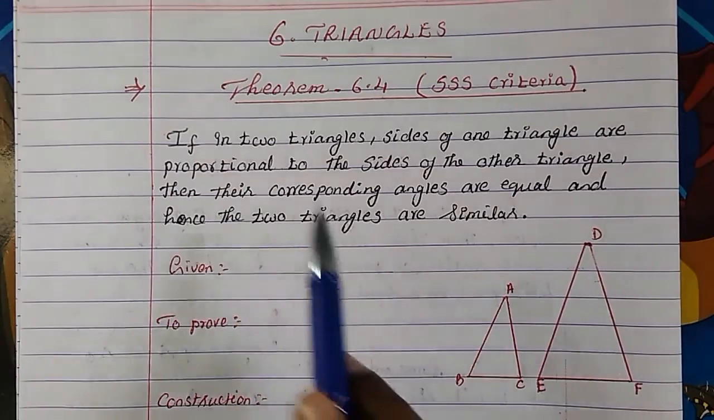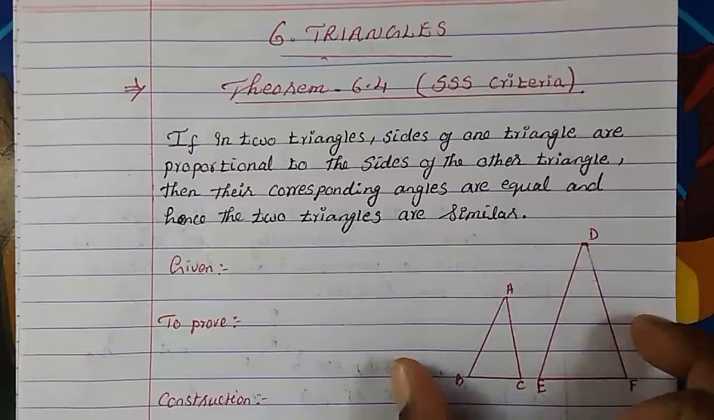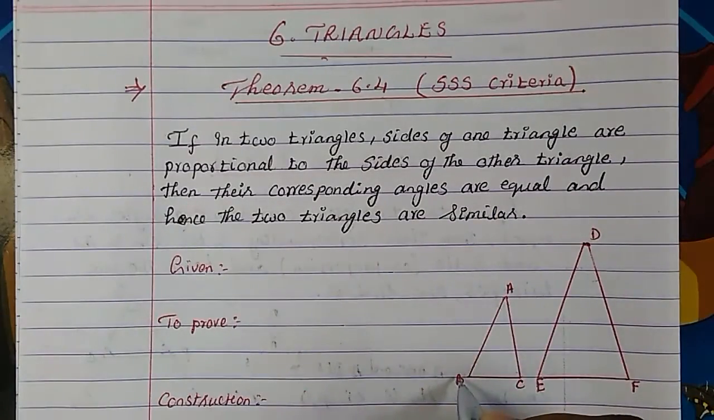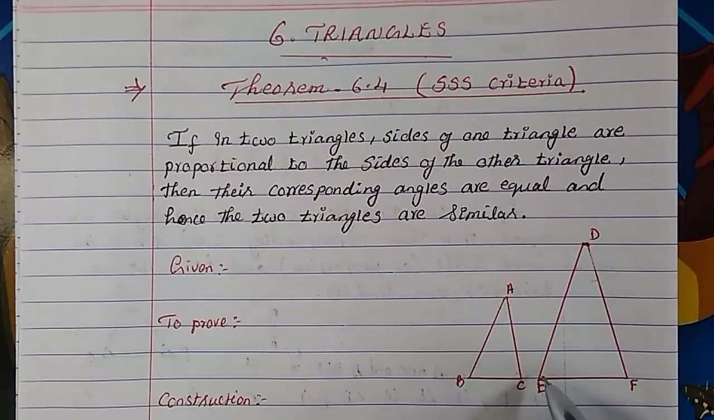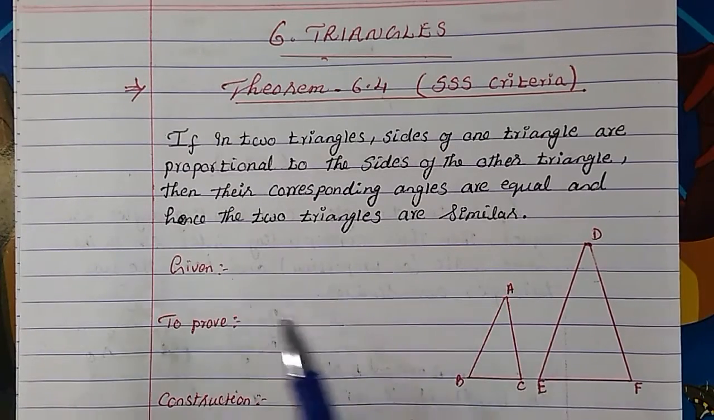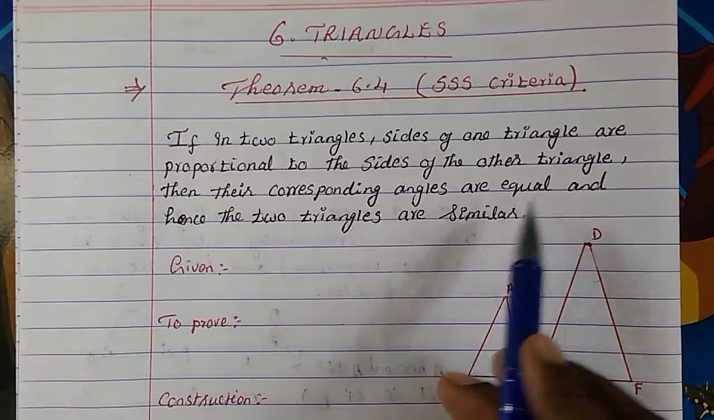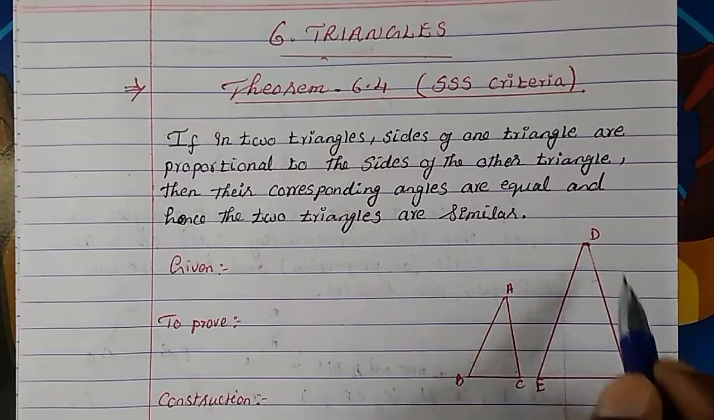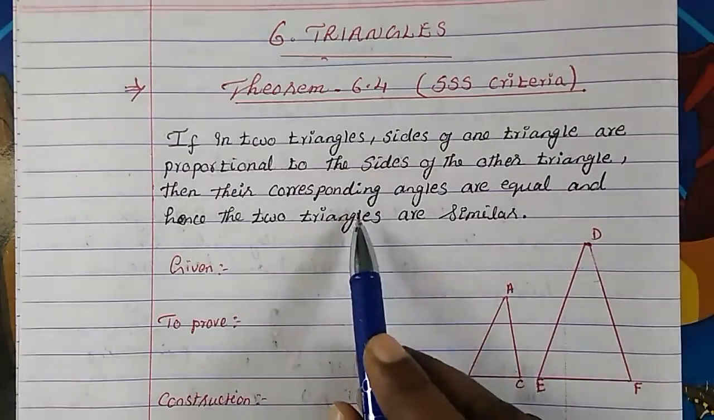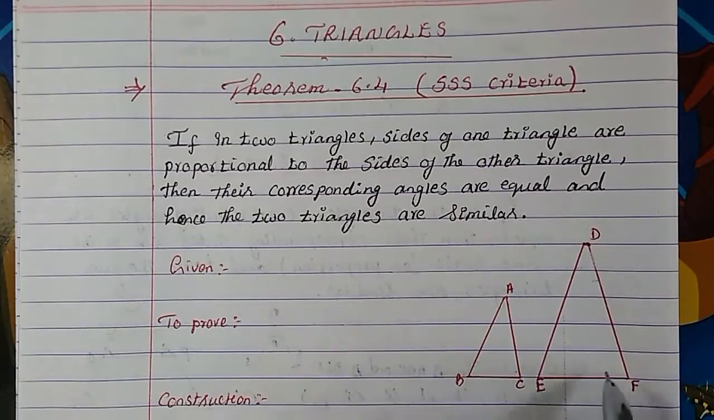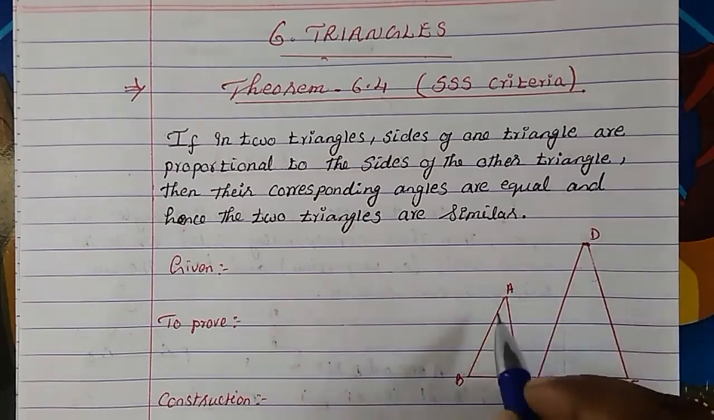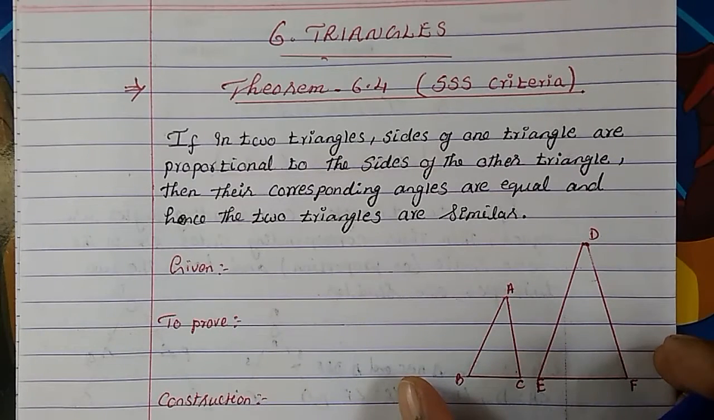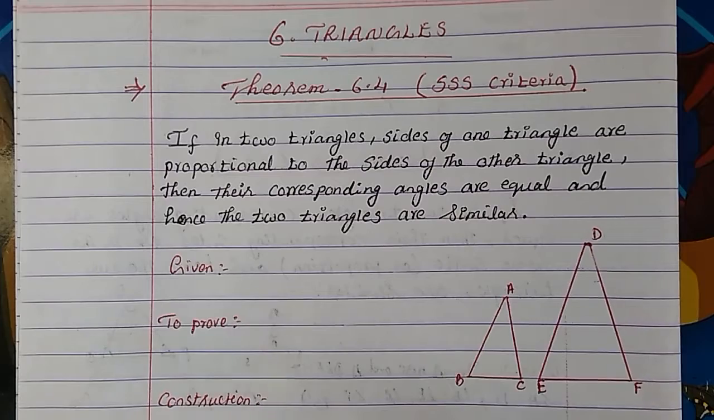So here what is given to us is, if in two triangles, sides of one triangle are proportional to the sides of the other triangle, then their corresponding angles are equal. So what is given to us, the corresponding sides are proportional. So what we have to prove is one more condition, that the angles are equal. If we prove that all angles are also equal, then we can say these two triangles are similar. So let's first write down what is given to us.